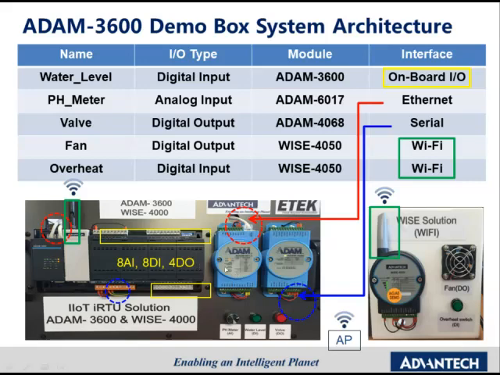As you can see, there are two added modules. One uses a LAN cable to connect to the LAN port of Advantech 3600, and the other one uses RS485 to connect with Advantech 3600. For Wi-Fi communication, we use Weiss 4050 to connect with the AP, and then install the Wi-Fi module inside Advantech 3600 for connecting to the same AP.